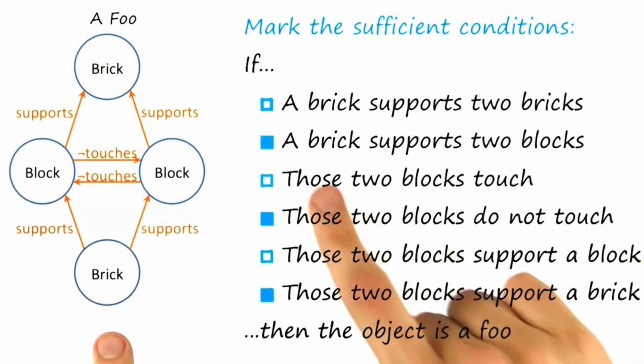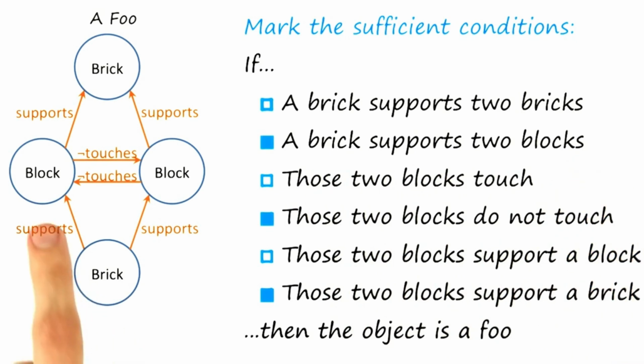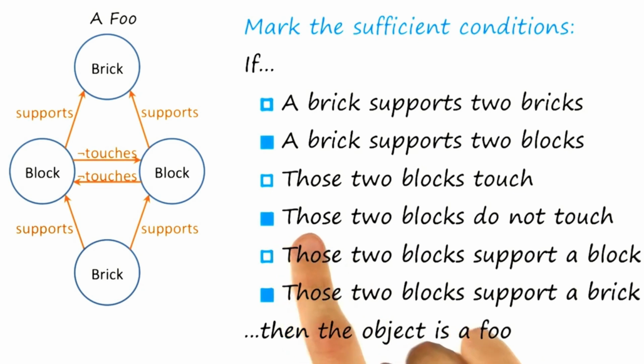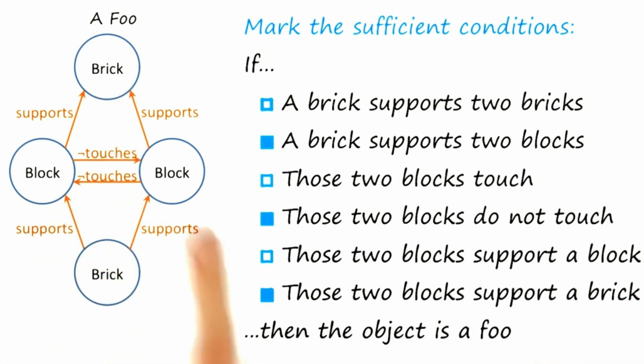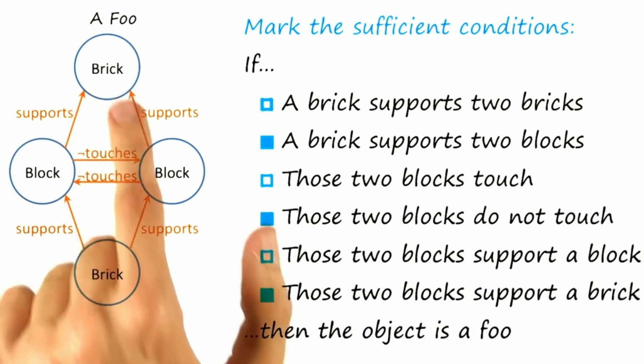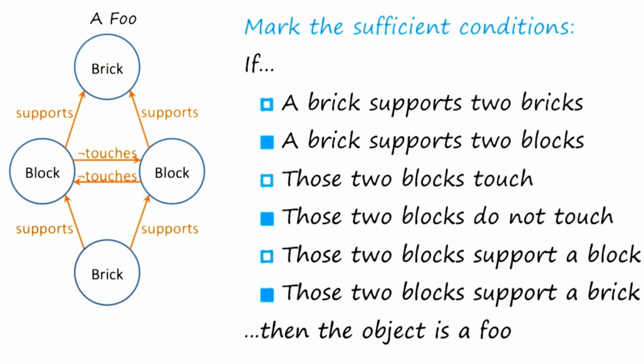So from the bottom, we have that a brick has to support two blocks, not necessarily two bricks. We know that those can be any kind of block. We also have that those two blocks cannot touch. So that condition is important. And we also have that those two blocks must then support a brick. And we learned earlier that it's not sufficient for that to be any kind of block. The block on top has to be a brick as well. So these three conditions are sufficient to define a foo in terms of logic.